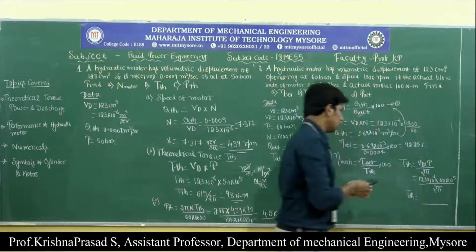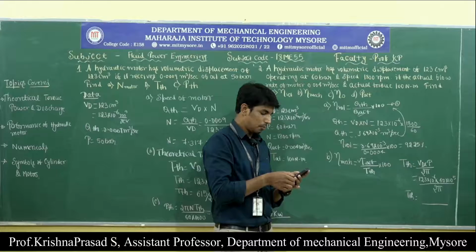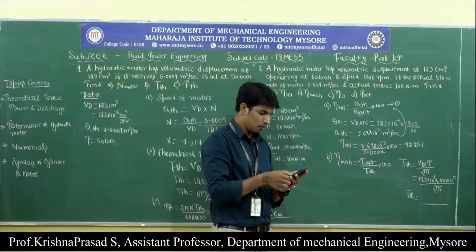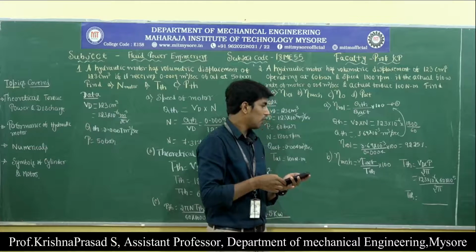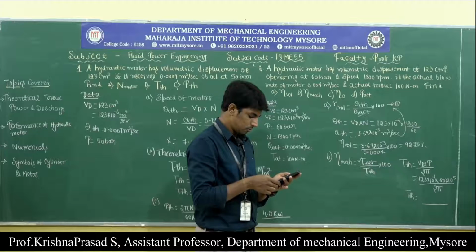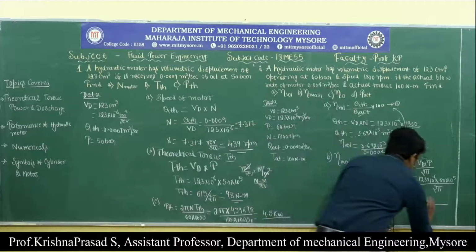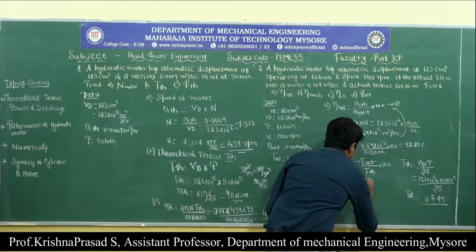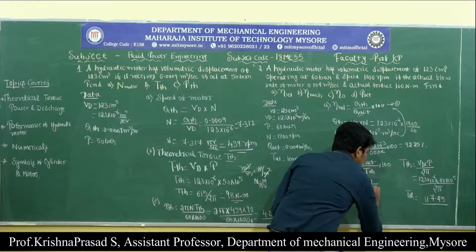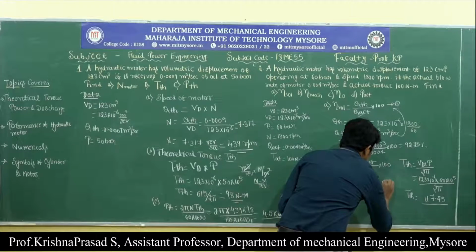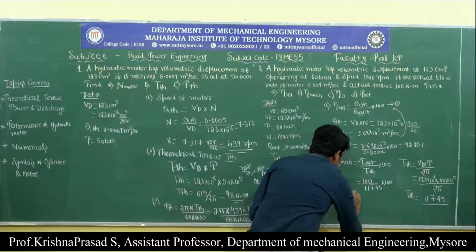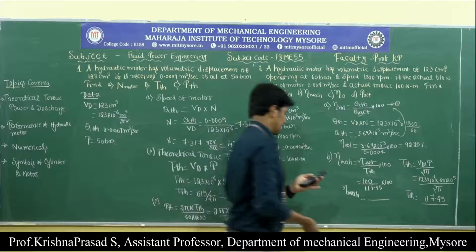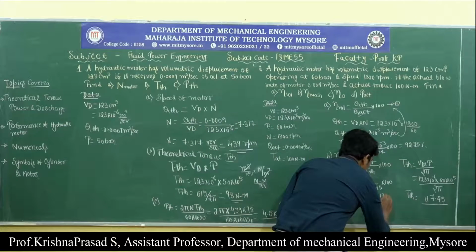So after the simplification, that is 123 into 10 to the power of minus 6 into 60 into 10 to the power of 5 divided by 2 pi, that is 117.45. Substitute the values, that is 100 divided by 117.45 into 100, then mechanical efficiency will be equal to 85.13%.